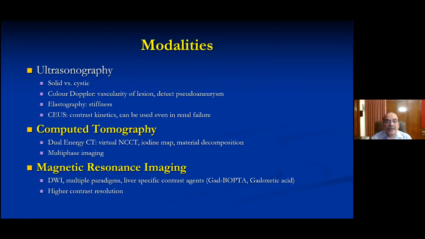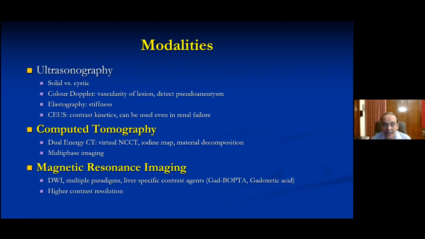carcinomas. The modalities that are available to us for evaluating liver SOLs, of course, sonography has been there for a long time, but it's essentially used more as a screening tool. It's very useful to distinguish between solid and cystic mass lesions, which have a different differential diagnosis and can help to triage the further workup.